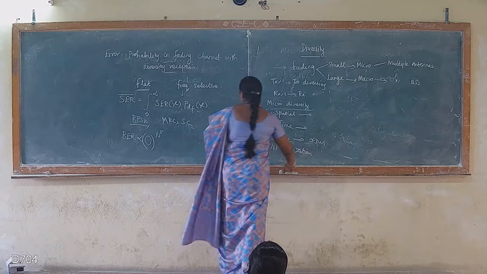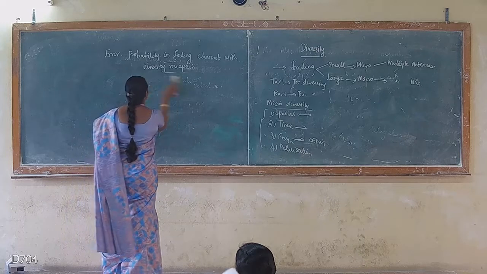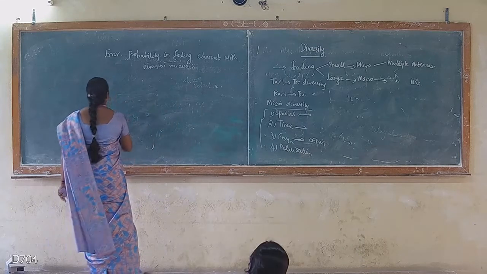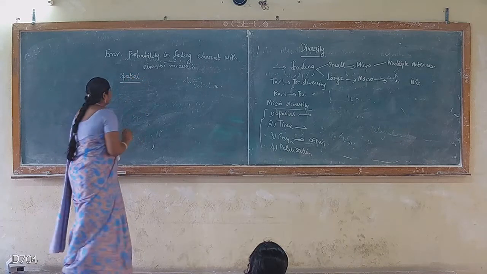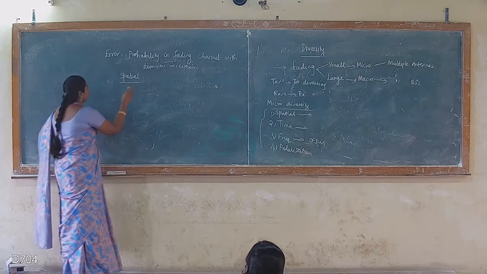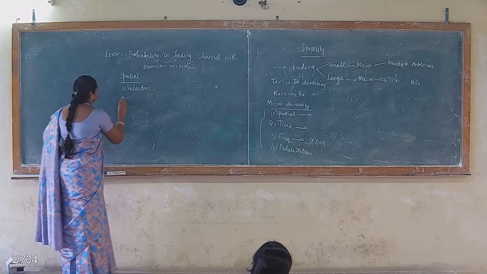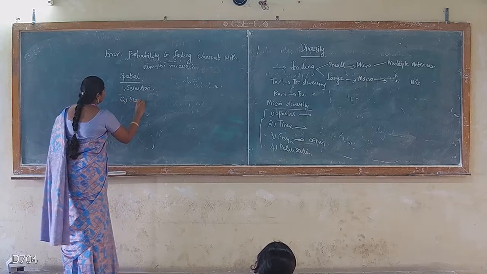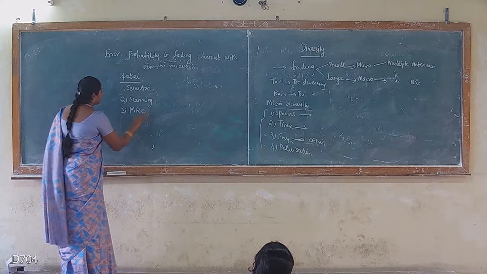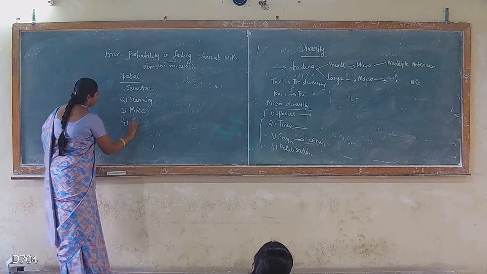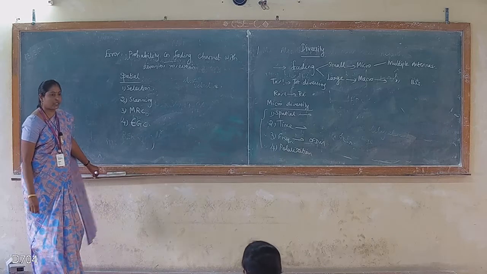So first one is the spatial diversity. So there are four techniques under spatial diversity. One is the selection diversity, scanning diversity, maximal ratio combining technique. Fourth one is equal gain combining technique. So these four are the types of spatial diversity.